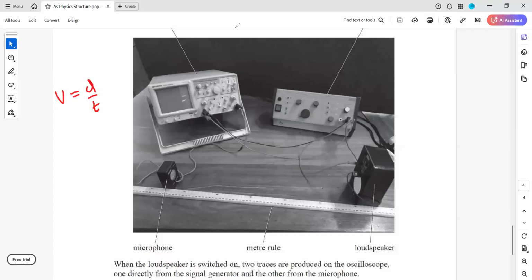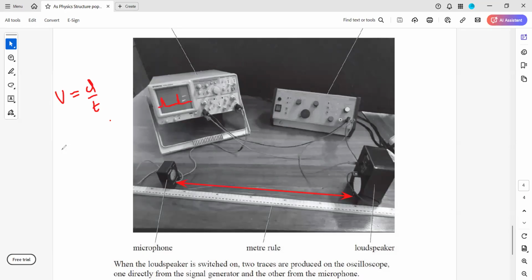So how can we measure the distance? We'll measure the distance between the loudspeaker and the microphone, which is detecting the sound. And how do we work out the time? This is a two beam oscilloscope. When the loudspeaker produces a sound, it will give us one peak. And when the microphone detects the sound, there will be another peak.